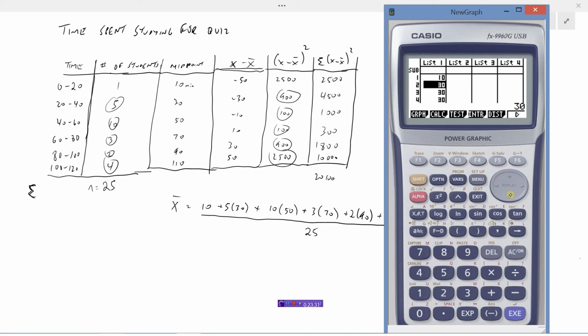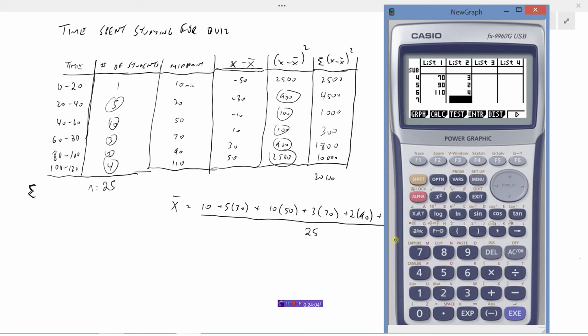But it's often quicker, let me just delete these, to just go 10, 30, 50, 70, 90, and 110. Okay, so there's my data. And then over in list 2, we can actually put how many of those we have. So we have 1 of those, we have 5 of those, we have 10 of these, we have 3 of these, 2 of these, and 4 of these.